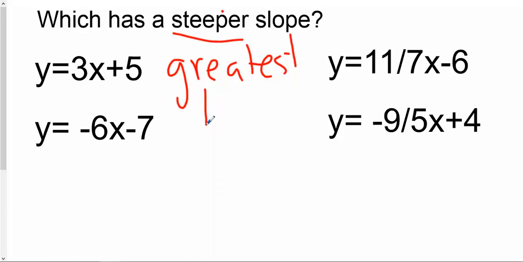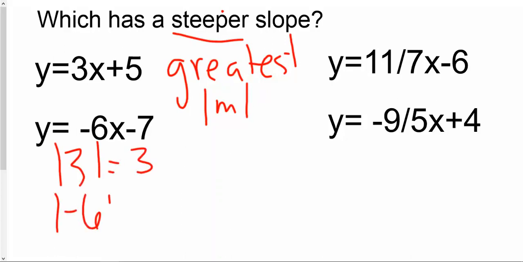So we got to keep that in mind. We don't actually care which one's more positive. We're going to deal with the absolute value. In our first one, we take the absolute value of 3 and we get out 3. And then we take the absolute value of negative 6 and we get out 6. So we know that it's going to actually be our second one. 6 is greater than 3, therefore the second equation has the steeper slope, meaning that essentially it'll move down quicker than the other one moves up.